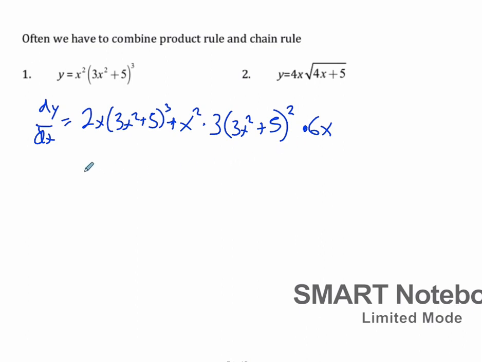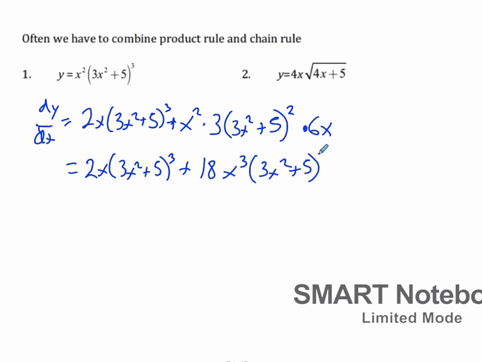Okay, so after I do that, the final answer is going to be, well, let's just keep it like that. No need to expand. And this is going to be 6, actually, 6 times 3 is 18. You're going to have x cubed times (3x squared plus 5) all squared.